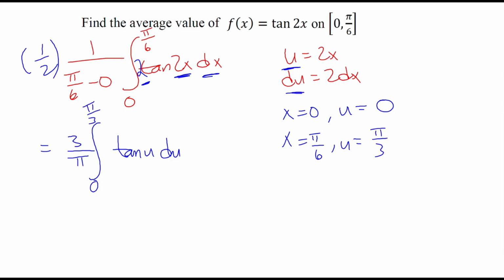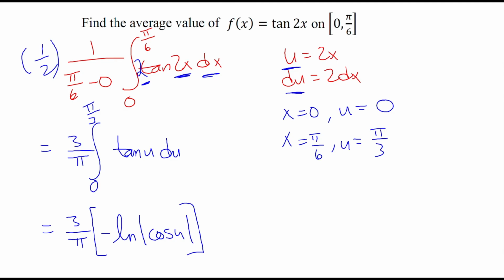Okay, so now we have 3 over pi times the integral from 0 to pi over 3 of tangent u du. And we should know that the integral of tangent is negative natural log absolute value cosine of u.